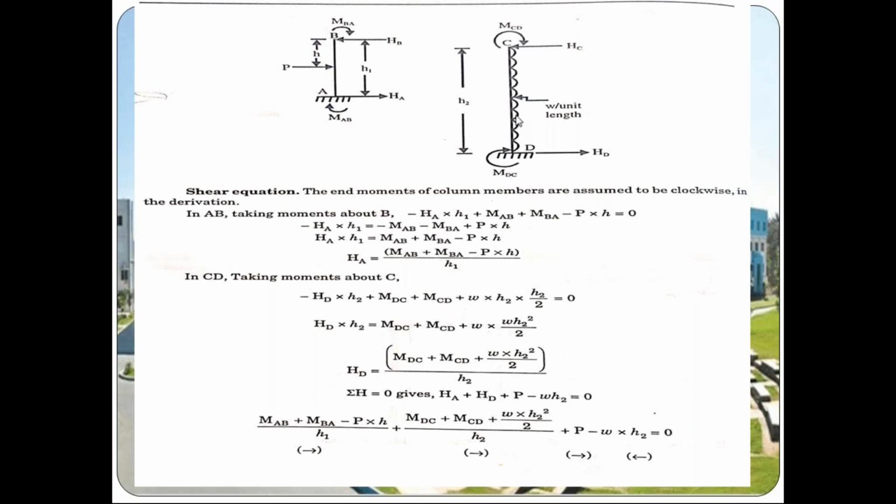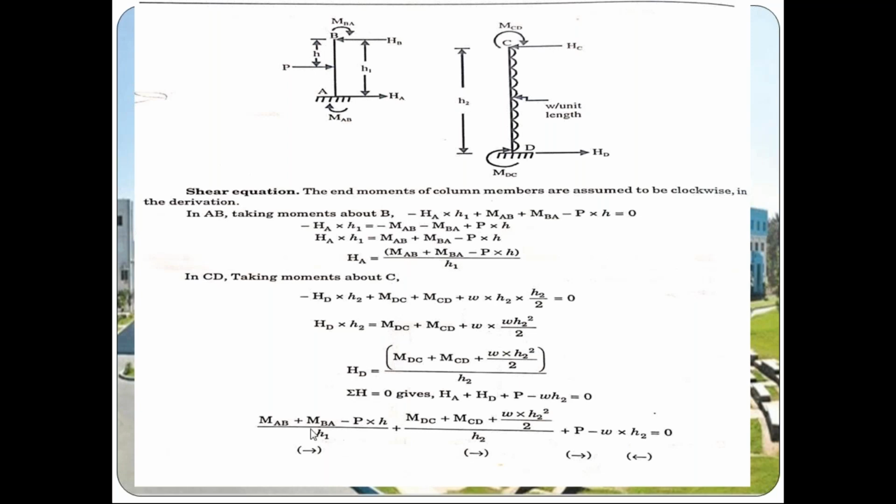Next, minus WH2. This is because of the UDL, which is acting in the opposite direction. So minus WH2. For the UDL, we have to consider it as a total load, so load into distance, WH2, is equal to 0. This is the equation. We know HA and HD, we calculated them already, and we are substituting those equations.